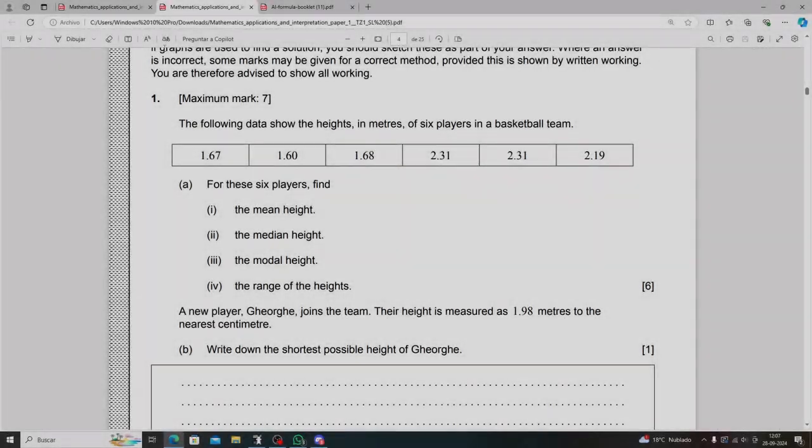Alrighty guys, so for number one, we have that the following data show the heights in meters of 6 players in a basketball team. So the first player has a height of 1.67 meters, the second player has a height of 1.6, and the last player has a height of 2.19 meters.